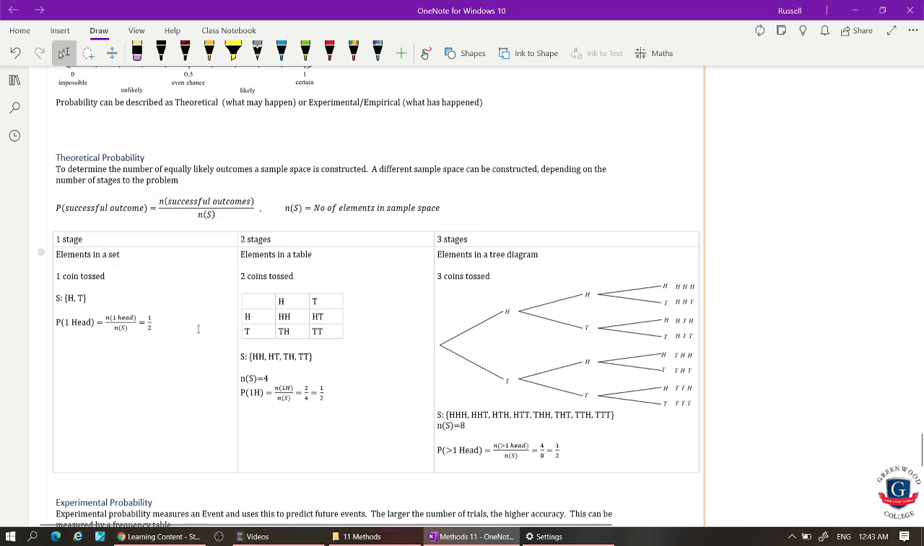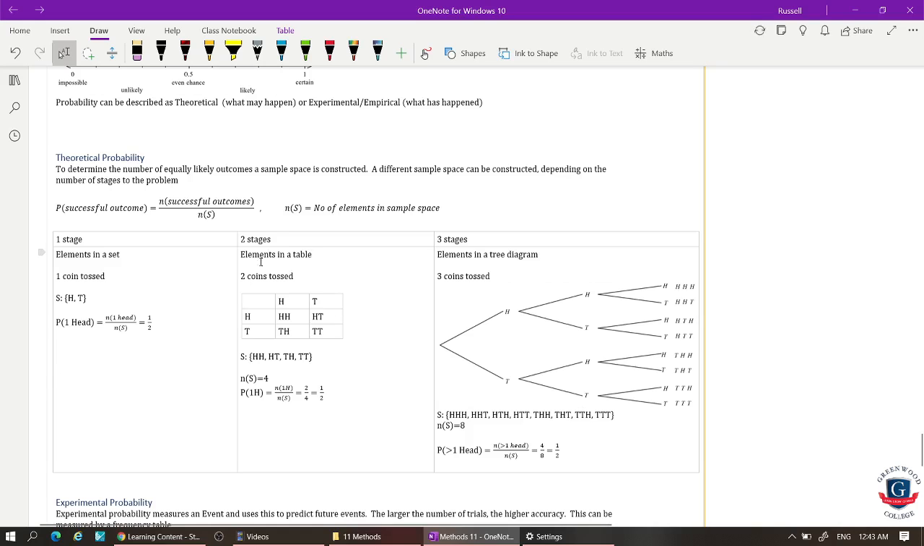We tend to define our sample space in 3 different ways. If it's only one thing that's happening, like a coin toss, we list it in a sample space, in this case heads and tails, and then we can find the probability of it. So in this case, the probability of one head, given this sample space, there's only one head in here out of 2 different options, is a half. Now something to note is that the things that we list in here have to be equally likely.